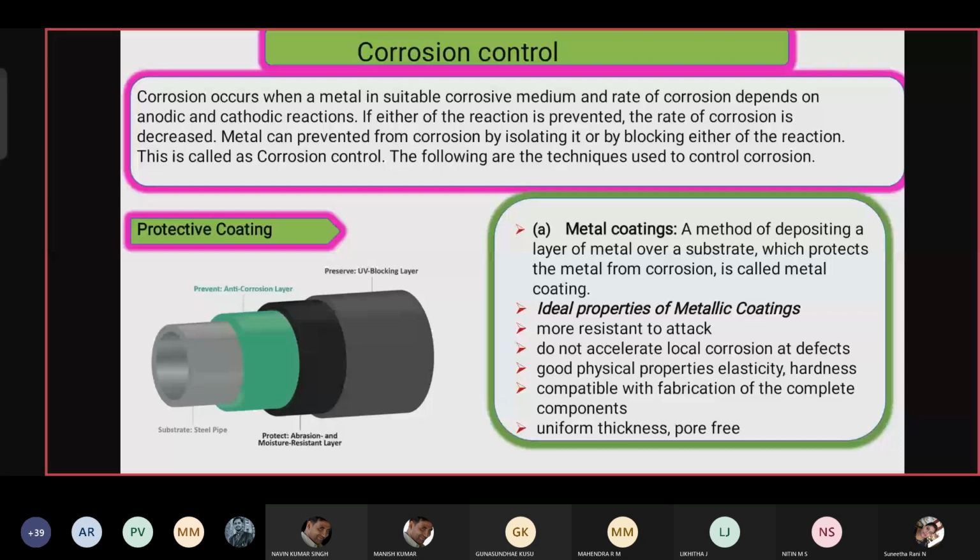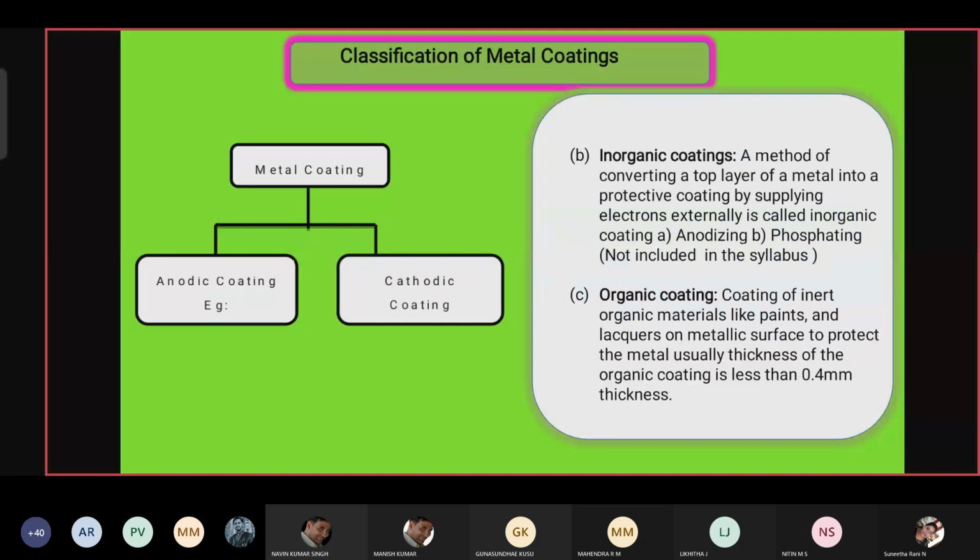Written this? Finished writing? Write this one, inorganic coating and organic coating.